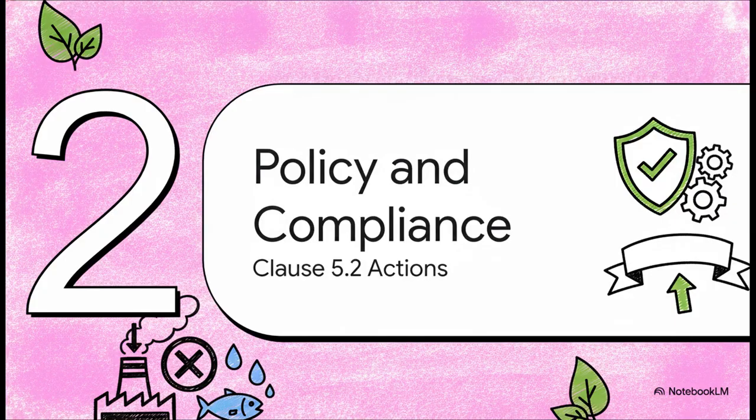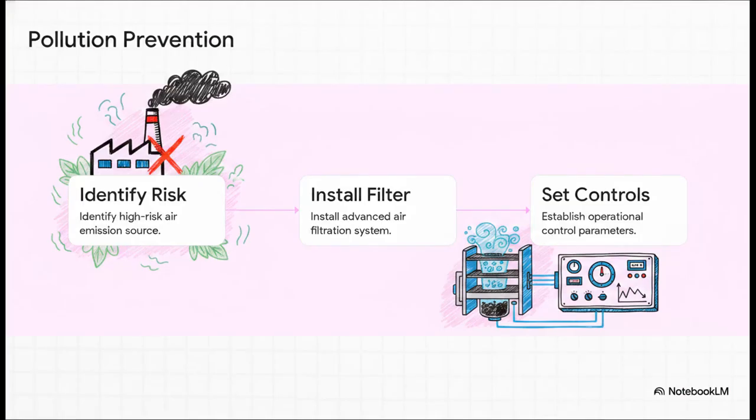Moving right along to Section 2. Policy, Prevention, and Compliance. This is all about turning commitments into measurable action, under Clause 5.2. Let's think about a factory that's physically realizing its pollution prevention commitment. Instead of just writing some nice words in a glossy corporate brochure, they actually get to work. They identify a high-risk air emission source right on the factory floor, physically install an advanced air filtration system to tackle it, and establish strict operational control parameters to keep it running smoothly. This is proactive mitigation in action.